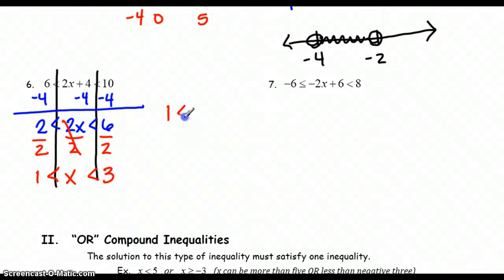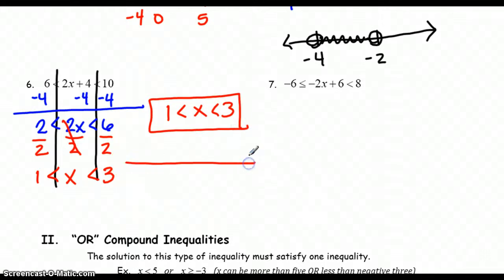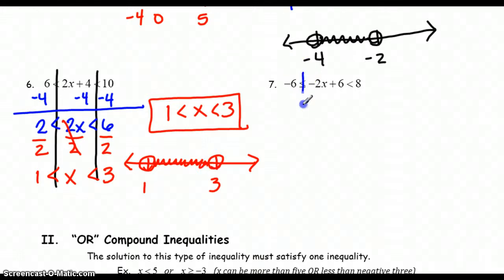So the answer is 1 less than x, which is less than 3. When we put this on a number line, it is going to look like this, 1 and 3. We want an open dot on 1, an open dot on 3, and we're going to shade in between. Number 7. Again, we're going to break this into 3 parts. Now, if drawing those lines is not helpful for you, you don't have to do it. But some of you who are more visual, it might help.